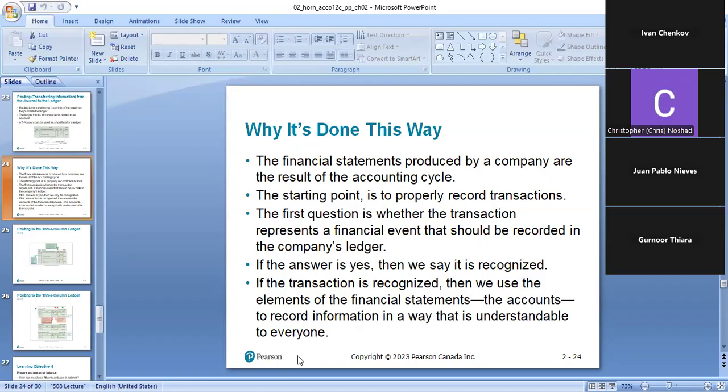Next thing that we're going to ask: should this be recorded on the company ledger? No. It's a personal expense. Do we have to continue?